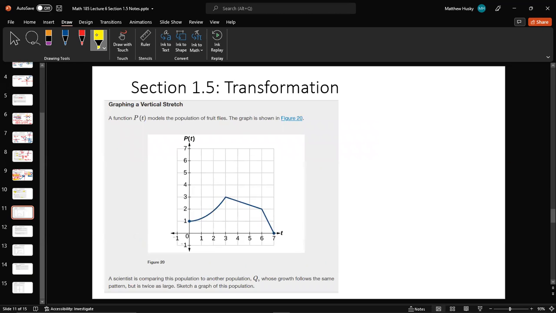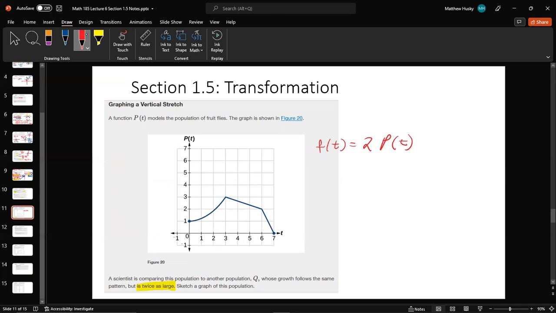So here they give us a graph. The function p of t models the population of fruit flies. So our goal is to basically make one that is twice as large. So our goal is to graph, we'll call it f of t, and that'll be equivalent to 2 times p of t. So we basically want something that's going to be twice as large.